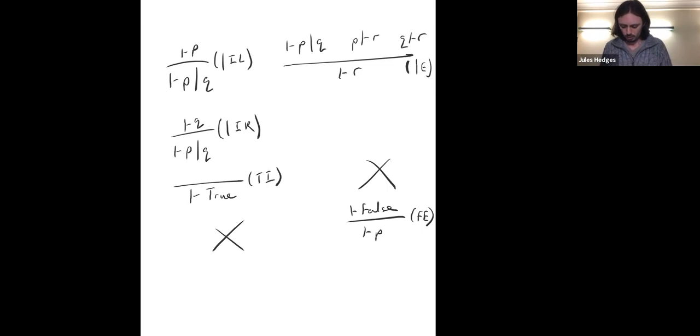I need a new page, which I can do like this. So for the introduction rule for not, we have to ask, how do we prove not P? Well, if assuming P allows us to derive a contradiction, then it must be the case that not P. So the rule says, if I have a proof of false from the hypothesis P, then I can get a proof of not P from no hypotheses. Now, this is called not introduction.